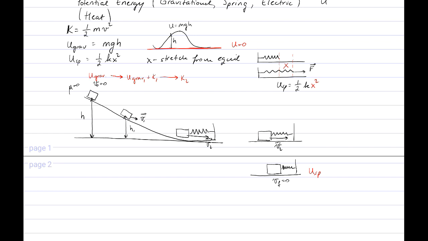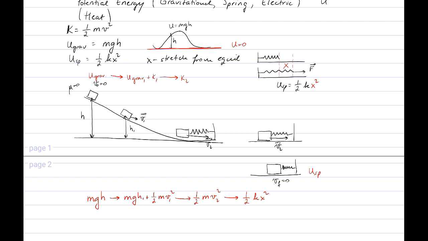To summarize this, we had mgh becoming mgh1 plus 1/2 mv1 squared, which then became all 1/2 mv2 squared, which became 1/2 kx squared. So in this example, we had energy transformed from gravitational potential energy eventually into spring potential energy.